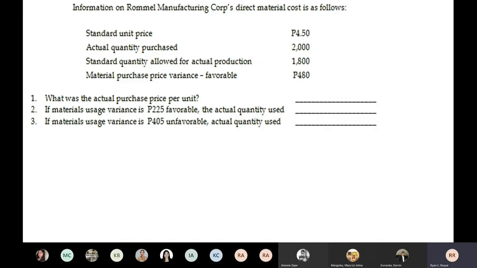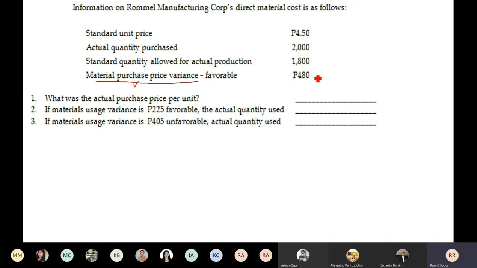What was the actual purchase price per unit? If materials usage variance is 225, the actual quantity used is being asked. Number 3, if materials usage variance is 405 unfavorable, actual quantity used ang tinatanong. Okay, so I'll solve this one. So given tayo ng standard price, actual quantity purchase, standard quantity, and materials purchase price variance. Ito po yung isang price variance, meaning at the time of purchase. Again, pag sinabi lang materials price variance, wala namang sinabi at the time of issuance, automatic po na ito ay materials purchase price variance.